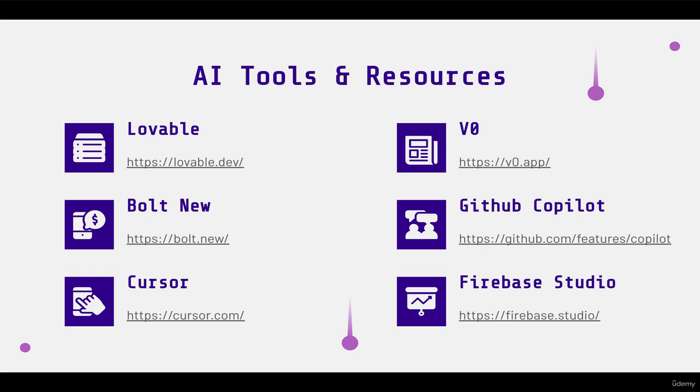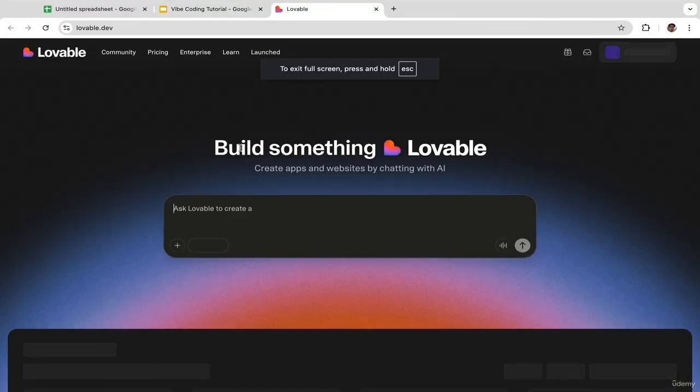In this video, we are going to get to know more about all AI tools and resources that we are going to use in this course. Okay, now let's get started with the first tool, Lovable. Let's click on this link and you will be redirected to this page.